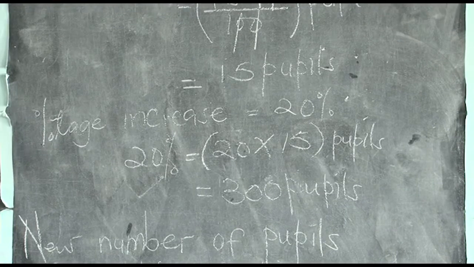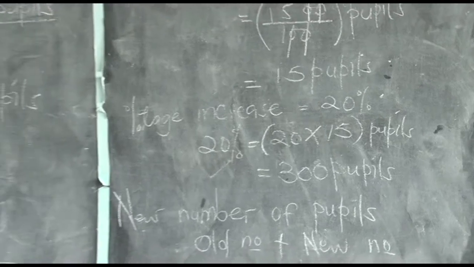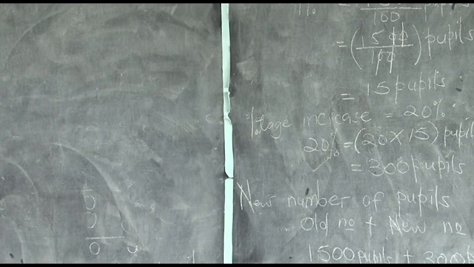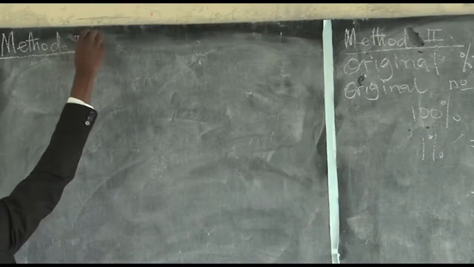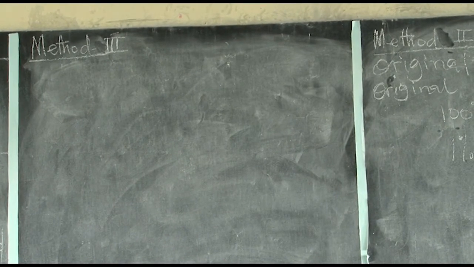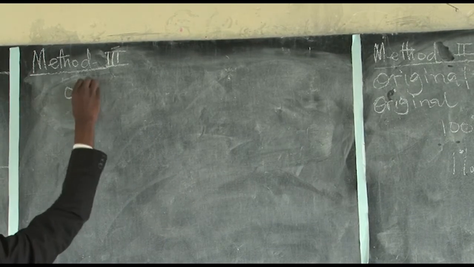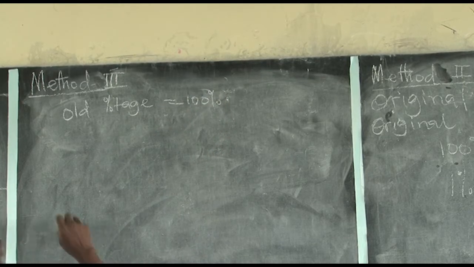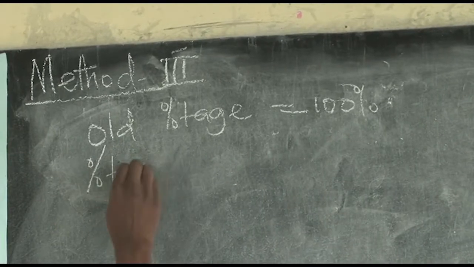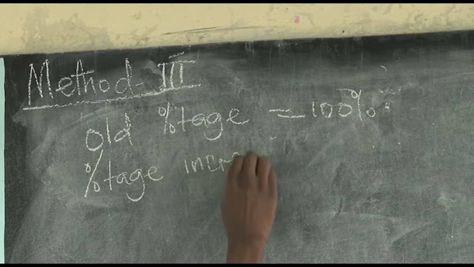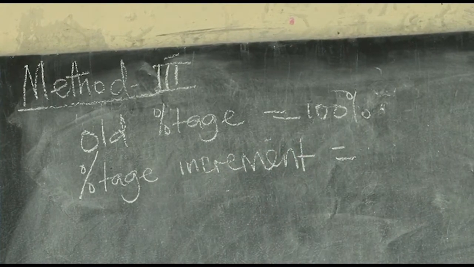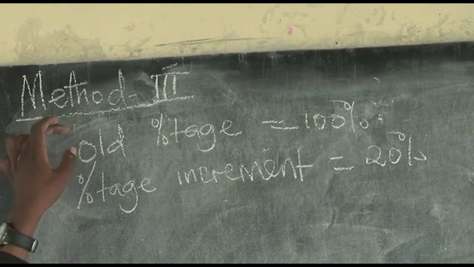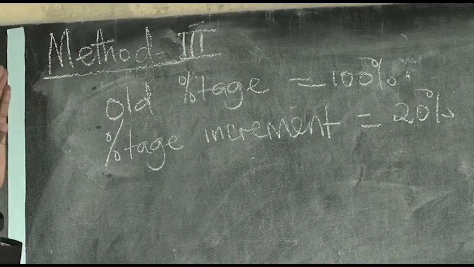The third method. I hope everyone was following this first method, so even if I put it off, you have already put it in mind. So the third method will say, we shall look at this. We shall find the new percentage. We know the old percentage as 100%. We know percentage increment. Percentage increment or increase, percentage increment or percentage increase is equal to 20%.